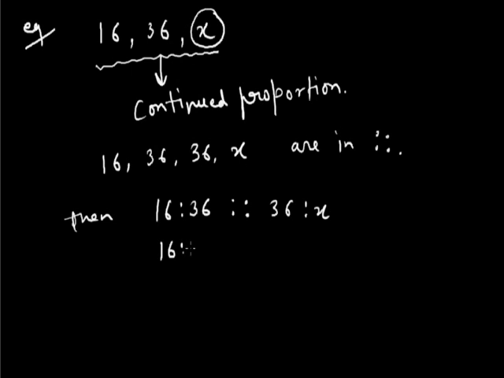That means 16 ratio 36 equals 36 ratio x. And this ratio representation can be converted to the fractional form as 16 divided by 36 equals 36 divided by x. Now using the cross multiplication method, I can conclude x equals 36 multiplied by 36 divided by 16. This reduces after cancelling the common factors between the numerator and denominator to 81. So x equals 81.